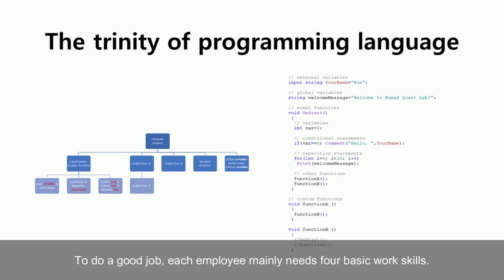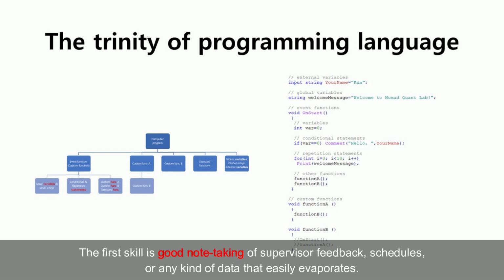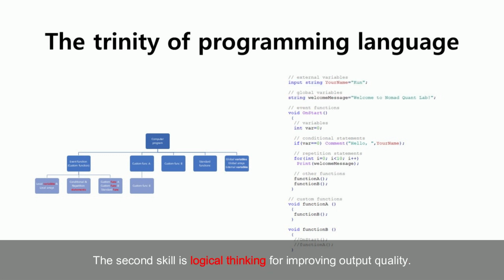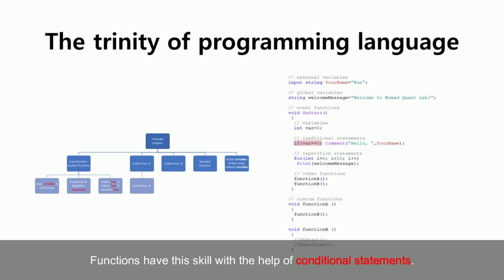To do a good job, each employee mainly needs four basic work skills. The first skill is good note-taking of supervisor feedback, schedules, or any kind of data that easily evaporates. Functions have this skill with the help of variables. The second skill is logical thinking for improving output quality. Functions have this skill with the help of conditional statements.